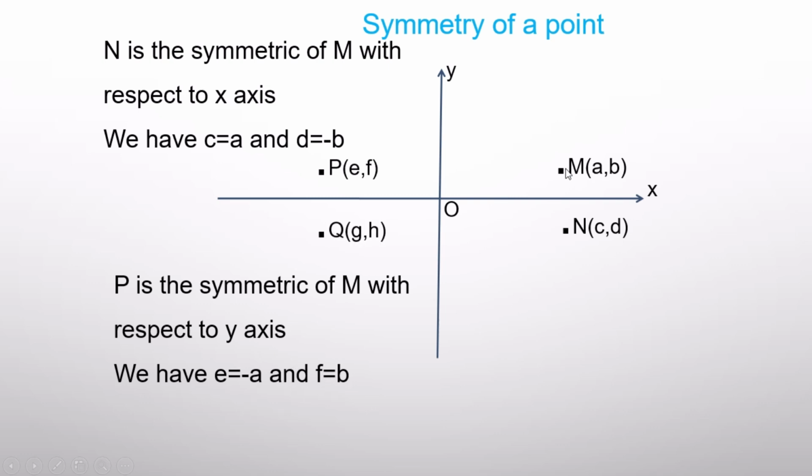The symmetric of M with respect to O is the symmetric of P with respect to the x-axis. So they have the same x and opposite y's. G equals what? G equals E and H equals minus F. Or G equals minus A and H equals minus B.